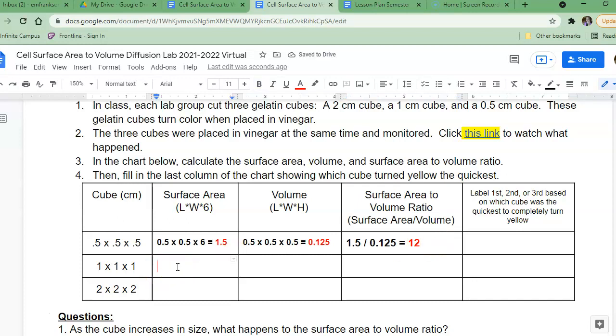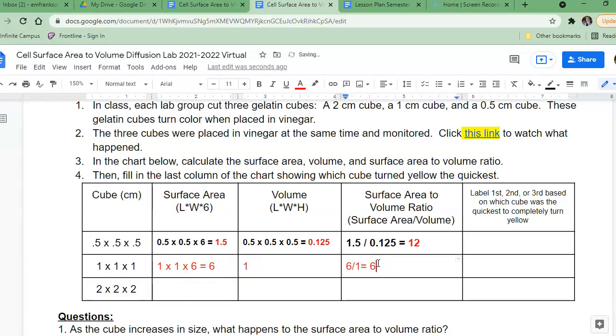So down here, length times width times 6. So we're going to have 1 times 1 times 6. So we'll end up getting 6 here. Length times width times height, 1 times 1 times 1, which is 1. So I'm just going to write 1 there. And then surface area to volume ratio, we got to take the surface area divided by the volume. So 6 divided by 1, which is going to equal 6.